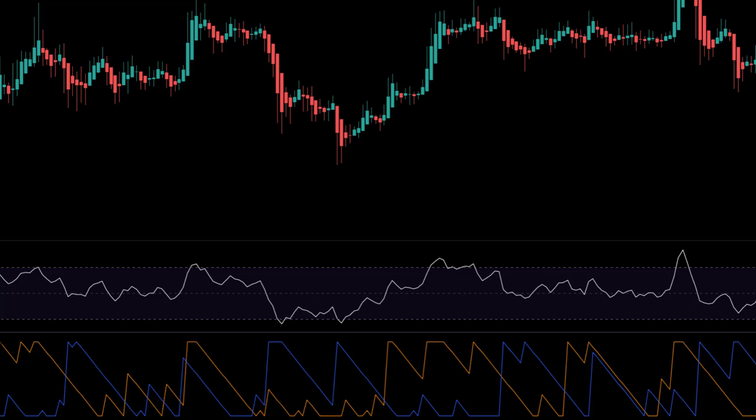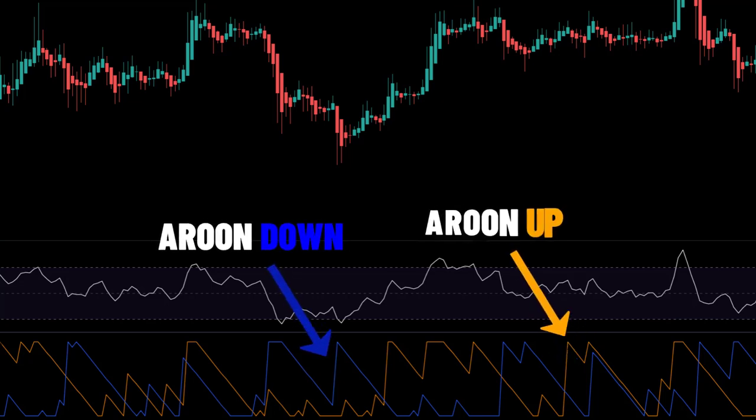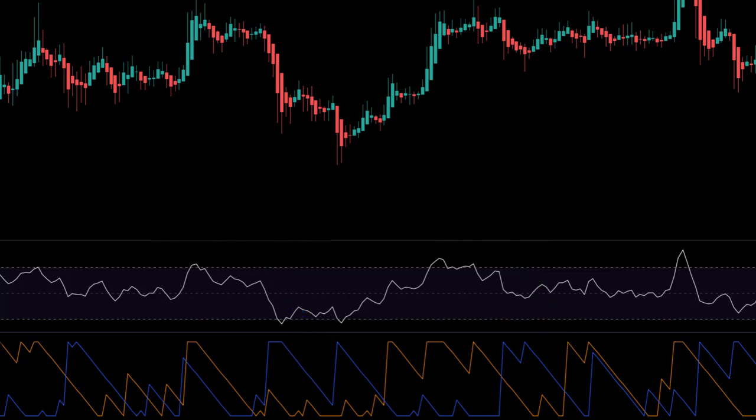Namely, we want to see the AROON upline move above the AROON downline. The AROON indicator is divided into two lines. The blue line is the downline and the orange line is the upline. So we want to see the orange line intersect with the blue line. As you can see here, the RSI is moving into the oversold area and the orange upline is crossing above the blue downline here. At that point, we are just waiting for a green Heikin Ashi candle to appear.